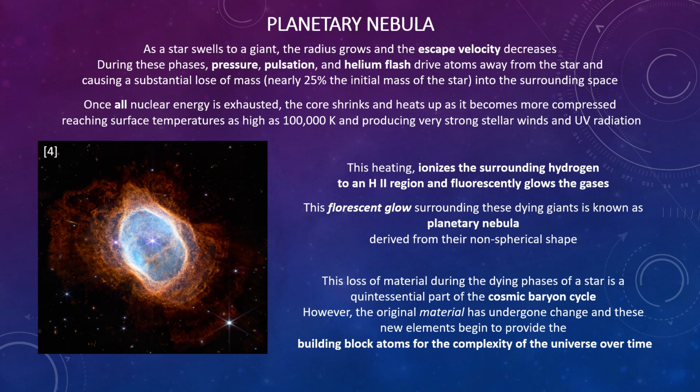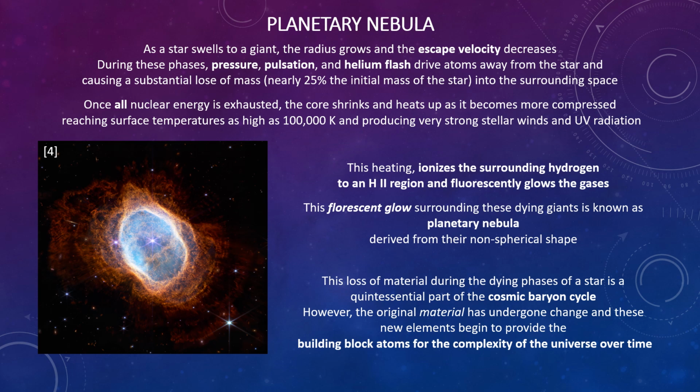Once all the nuclear energy has been exhausted, the core shrinks and heats up again, and it becomes even more compressed until the surface temperatures are as high as 100,000 Kelvin, and they produce very strong stellar winds and UV radiation. This heats and ionizes that surrounding gas into an H II region and causes those gases to glow really brightly and fluoresce. This fluorescent glow that surrounds the dying giant stars is known as planetary nebula.